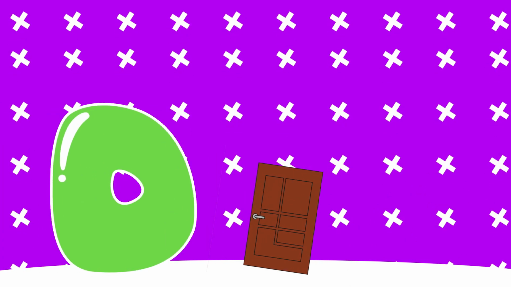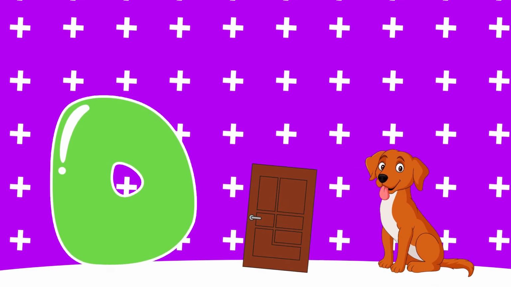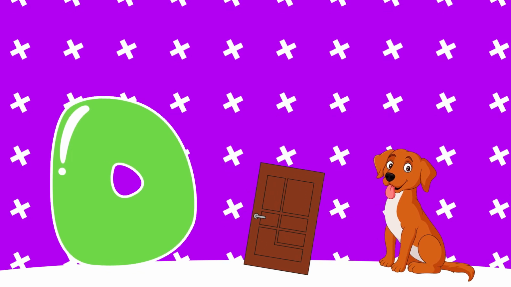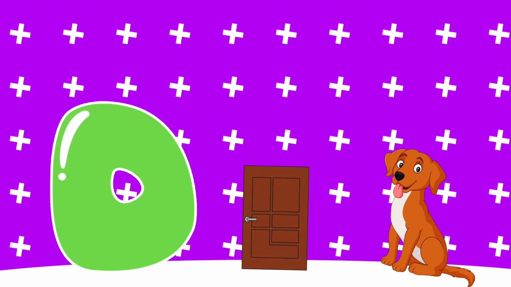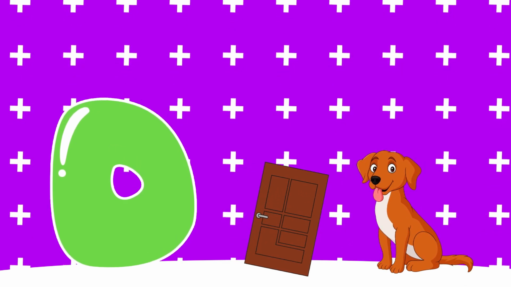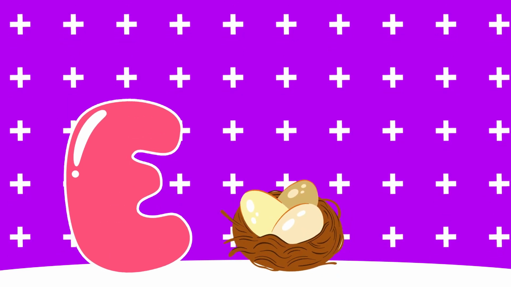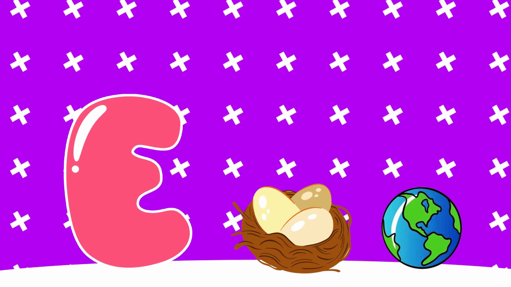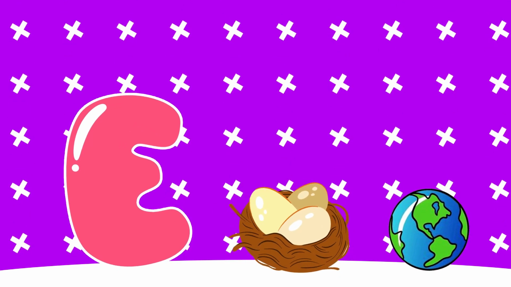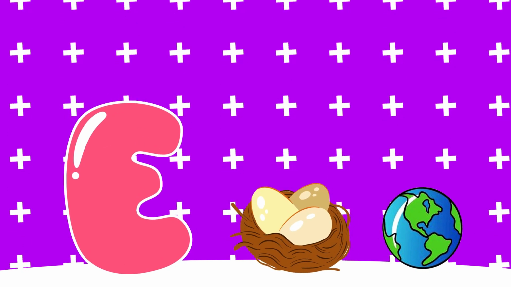D is for door. D is for dog. E is for eggs. E is for earth.